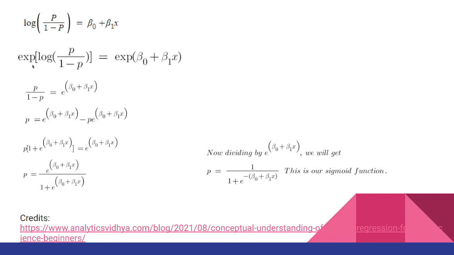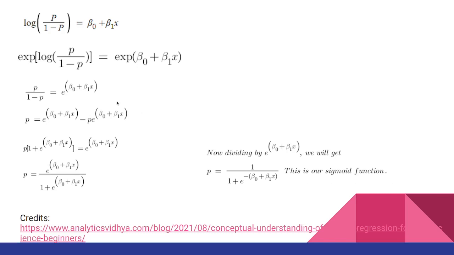Fine. We know that exponential and log, if we combine them, cancel out, it is nothing. So these two get cancelled, leaving p divided by 1 minus p here, and e to the power beta 0 plus beta 1 x. After that, we multiply by 1 minus p, because it is division here, and if we go to the RHS it will be multiplied. So 1 into e to the power, then minus p into e, so pe, and the power is the same.